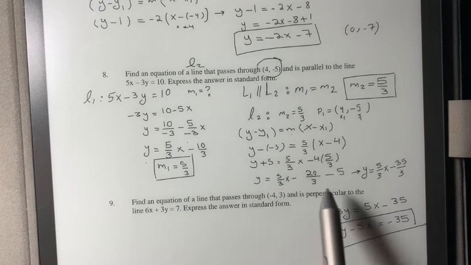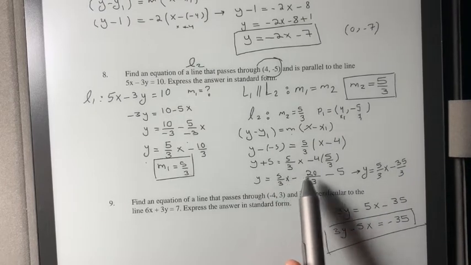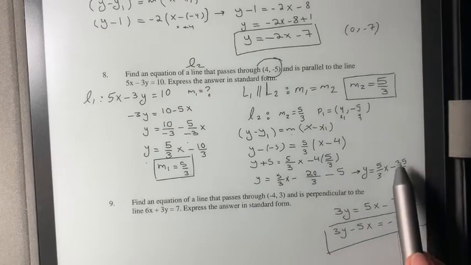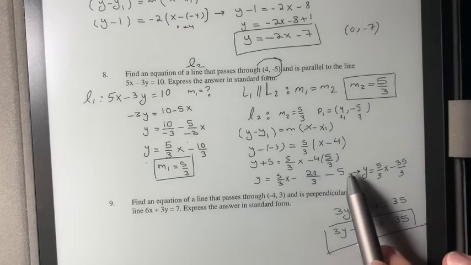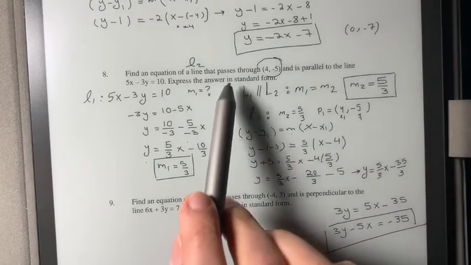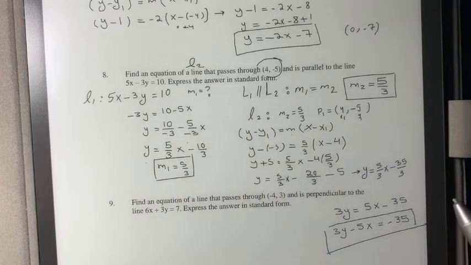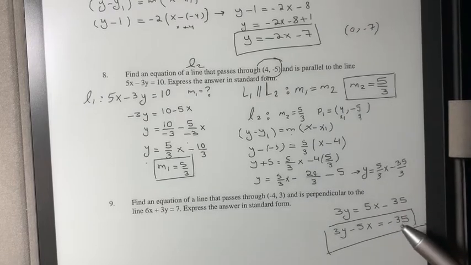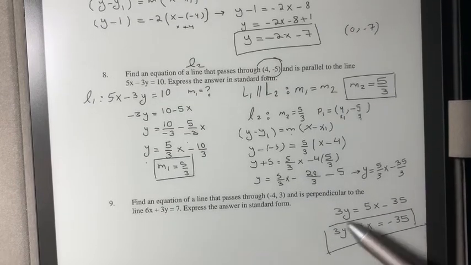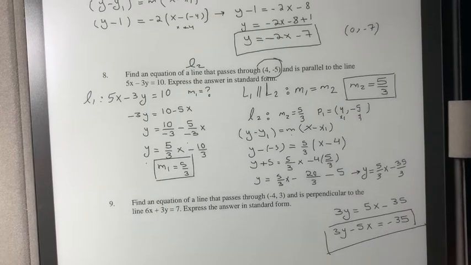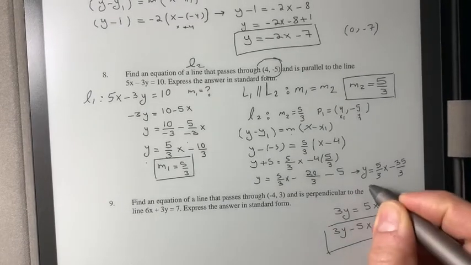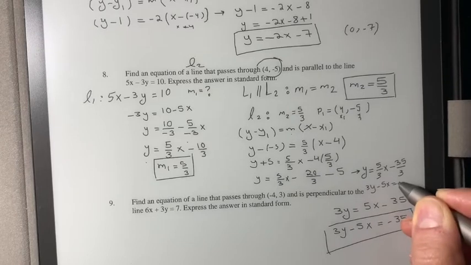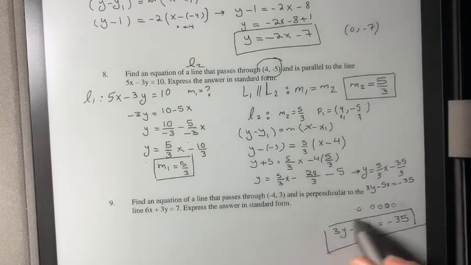So it seems everything is correct. So 5 over 3x minus 20 over 3 minus 5. Then we combine these two. We had negative 35 over 3. And then this is the equation we have, but they asked us to make it like a standard form. So that's why we multiplied everything by 3. And here it is. We just organize this. This is a standard form. So the standard form is 3y minus 5x equals negative 35. I'm going to clean this now.